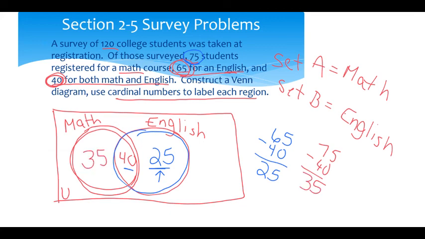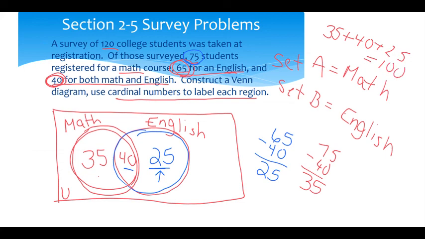Now, there's one more thing we have to figure out. If I take and add my three numbers that I have on here to find the union between math and English, if I add 35 plus 40 plus 25, 35 plus 40 is 75, 75 plus 25 will equal 100.